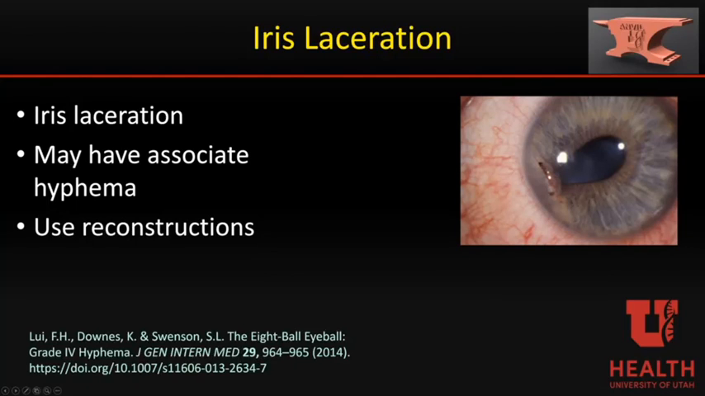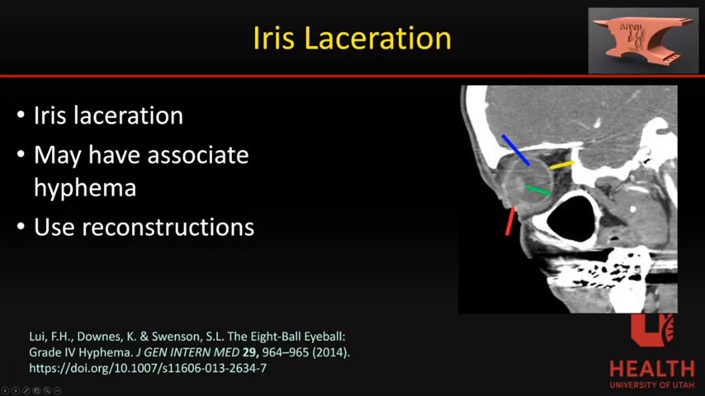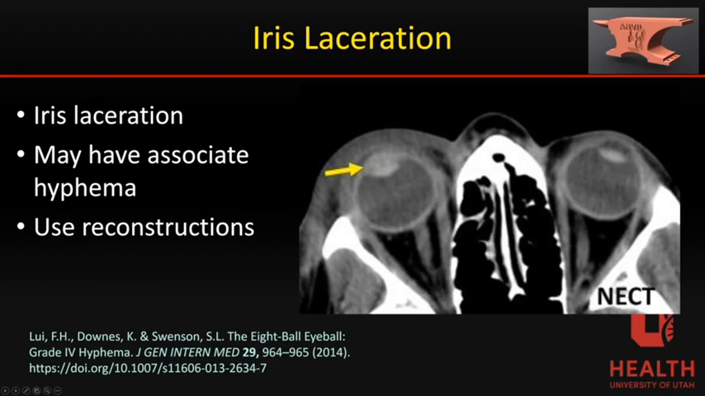Here's a patient with an iris laceration from a penetrating corneal injury, but these patients may have an associated hyphema, which you may see on your reconstruction. So here we see a blood layer in the anterior chamber. Now, iris lacerations are clinically evident, but are very hard to demonstrate on imaging. So this patient has an iris laceration clinically on exam, but also has a hyphema in the anterior segment.